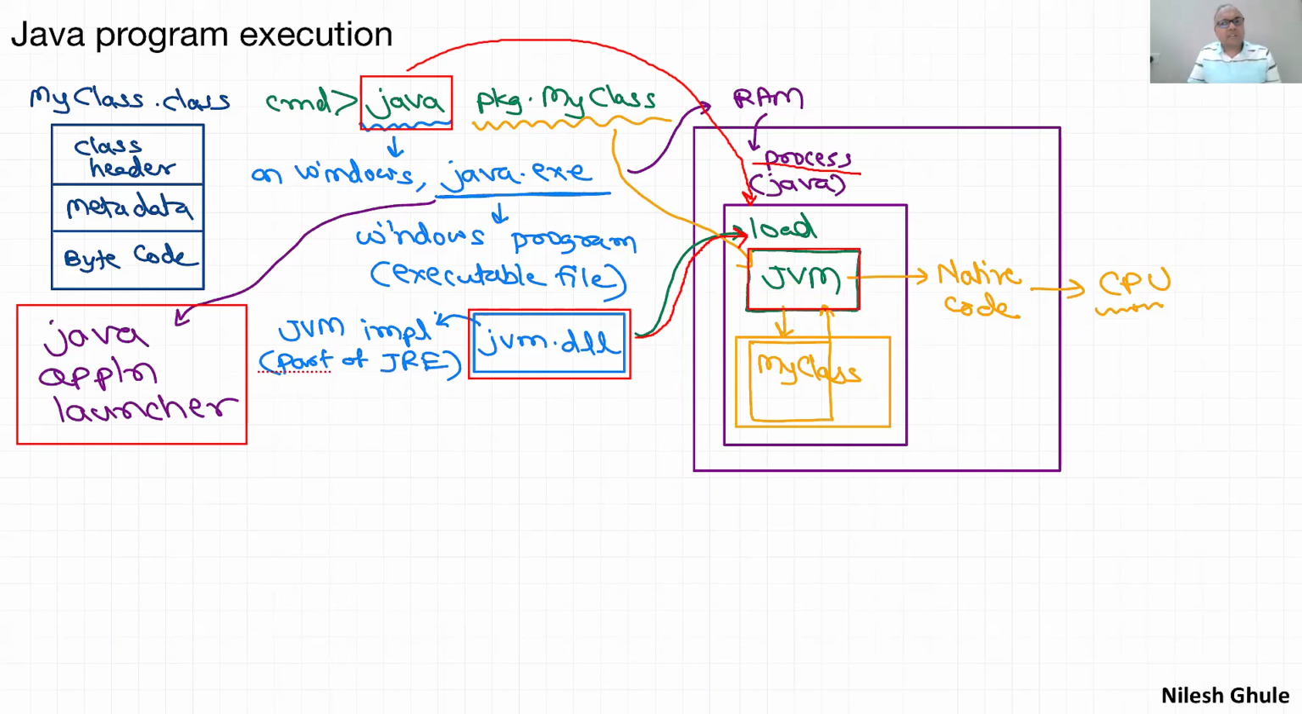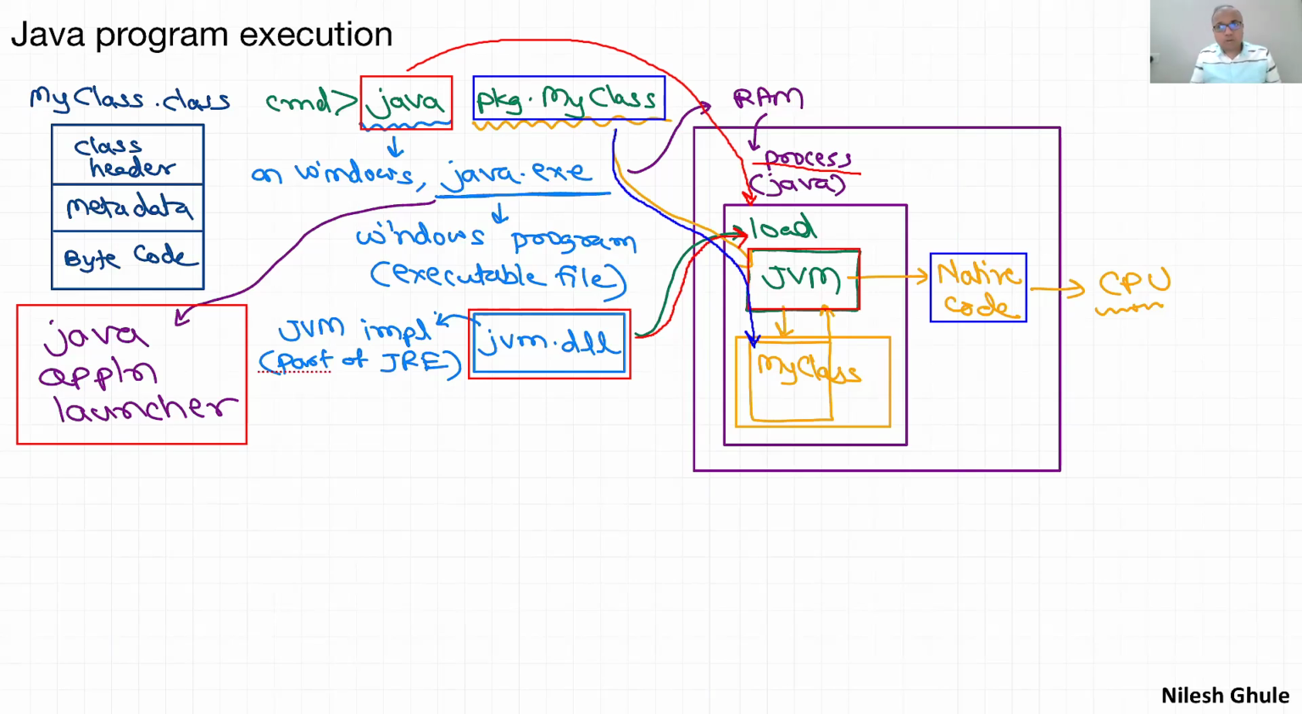Now, once JVM is ready, JVM says that now I will take care of executing the myclass application, myclass program. And for doing that, it will load the myclass into the memory of the JVM. It will verify it. Then it will convert it into the native code using JIT or interpreter, and then that native code will be given to the CPU. So that is the execution process of a Java application in the JVM.